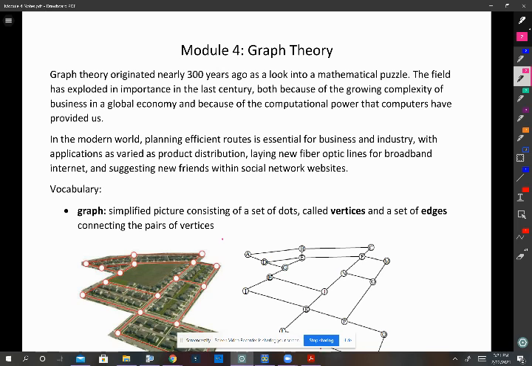So module 4 is on graph theory. Graph theory originated more than 300 years ago, although it's used more now than it was back then. Back then it was more just a puzzle. Now it's exploded with the internet and with social media and how they advertise.